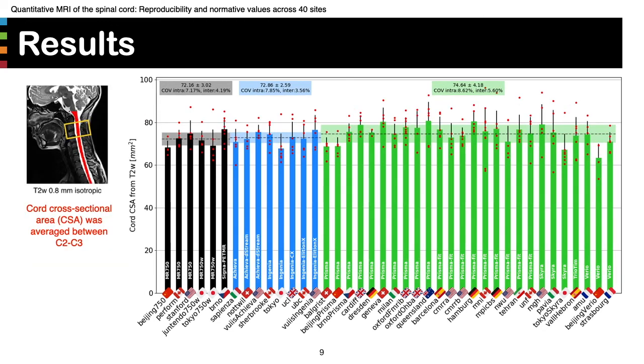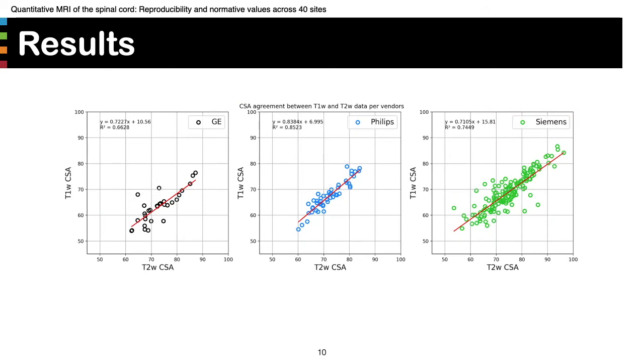Here we have the CSA obtained from the T2 weighted scans. Again, intra-site COVs are close to 8%, and inter-site COVs ranged from 3.5 to 5.6%. You may have noticed at this point that T2 weighted images resulted in slightly larger cord CSAs than T1 weighted images. In fact, we found that there was a significant linear trend between T1 weighted and T2 weighted cord CSAs for all three vendors, and we believe that researchers can use these trends to account for differences in T1 weighted versus T2 weighted cord CSAs in their data.